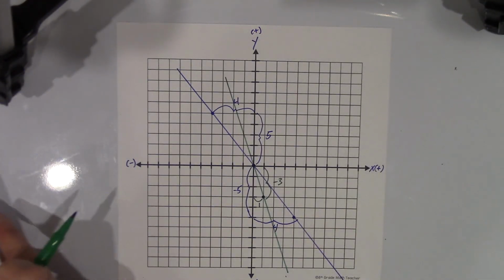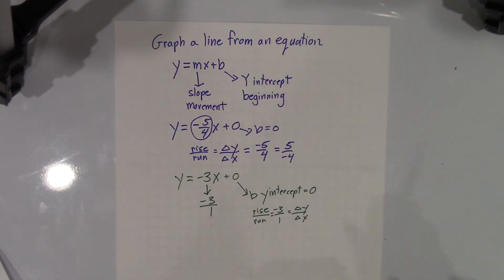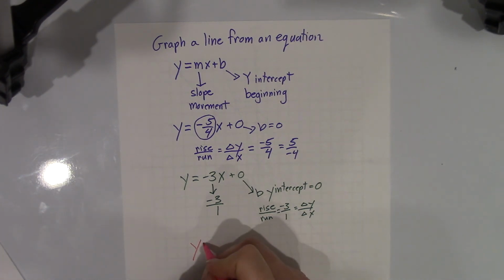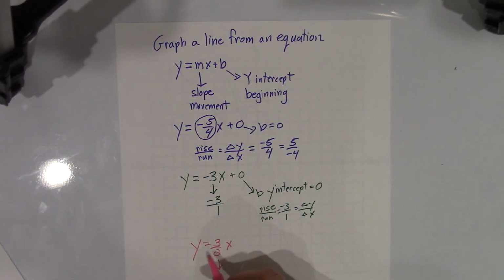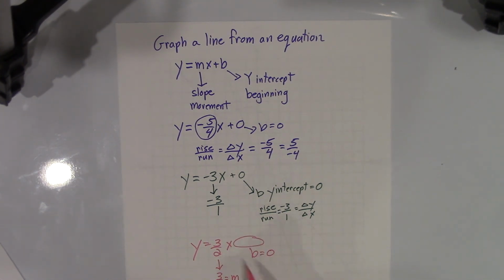Okay, let's do another one. Let's go with pink here. Okay, let's try graphing another equation. Y equals 3 halves x. My slope is 3 halves, so 3 halves equals m. My y-intercept, b equals 0. Okay, there's nothing there in my equation, so b equals 0.